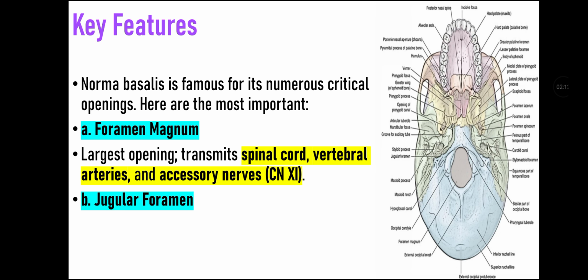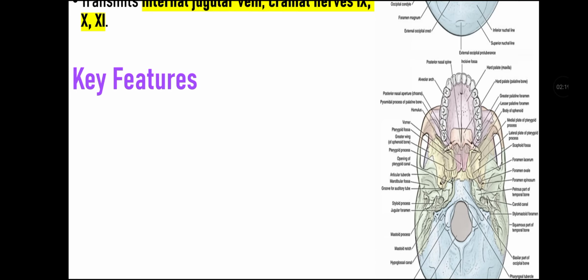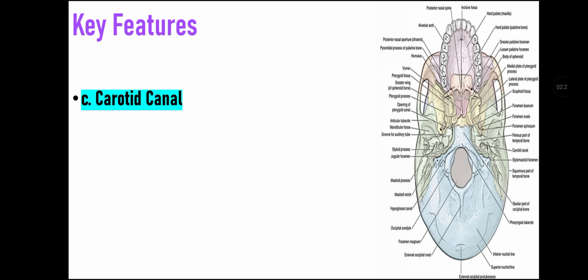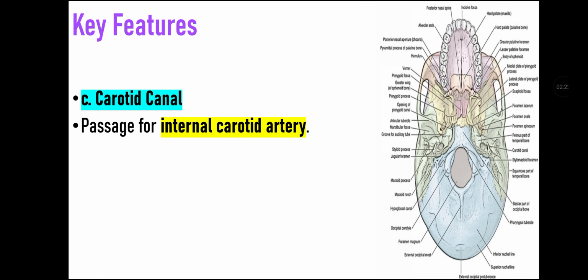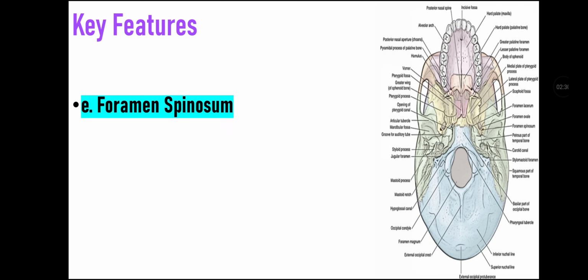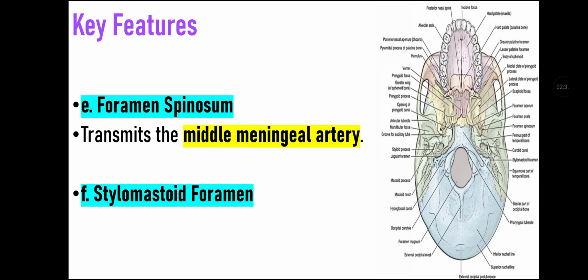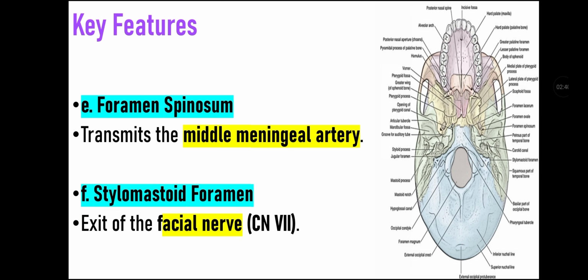Next opening is jugular foramen. You can see here in the diagram. It transmits internal jugular vein, cranial nerve number 9, 10, and 11. Next we have carotid canal, that is passageway for internal carotid artery. Next we have foramen ovale, that conveys the mandibular nerve and small arteries. Next opening in Norma Basalis is foramen spinosum that transmits the middle meningeal artery, and next is stylomastoid foramen that is exit way for the facial nerve, that is cranial nerve number 7.